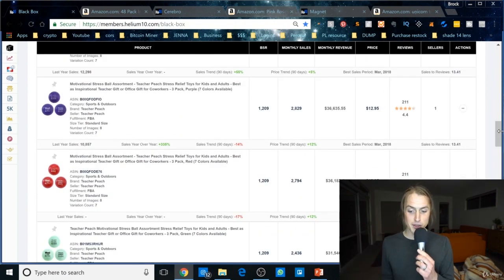Oh, so we found there's these motivational stress balls, and these are doing pretty good revenue, 30,000 a month, and there's multiple variations killing it. Apparently for all those stressed out teachers dealing with those little nuggets in elementary schools, or maybe a young Brock Johnson in middle school.